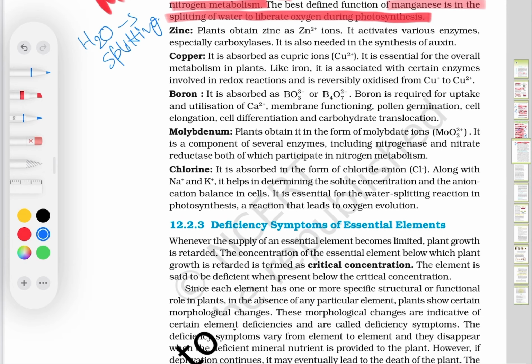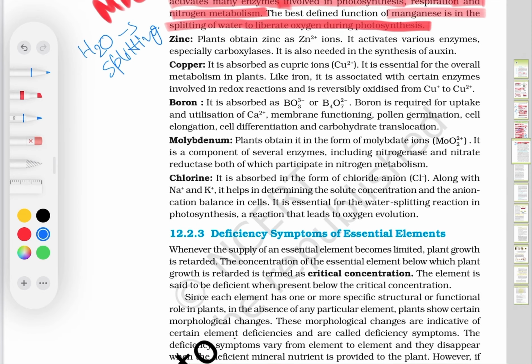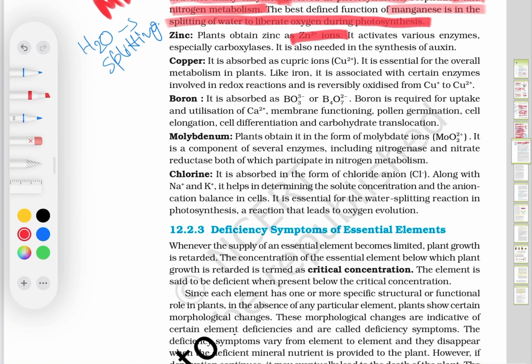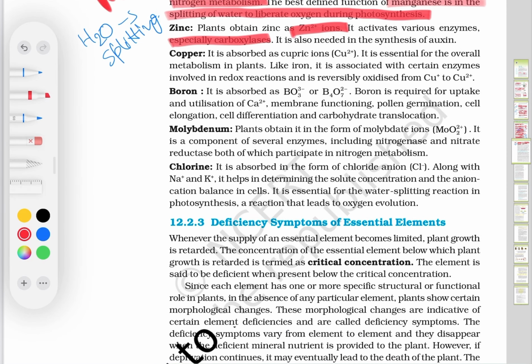Now coming to zinc. It activates an enzyme called carboxylase and is obtained in the form of Zn2+ ion. It is also needed in synthesis of auxin.